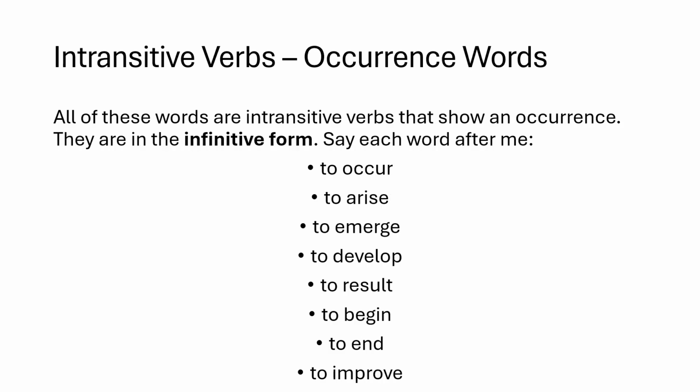All of these words are intransitive verbs that show an occurrence. This means that they describe events, happenings, or changes that occur on their own. They are in the infinitive form. Say each word after me.